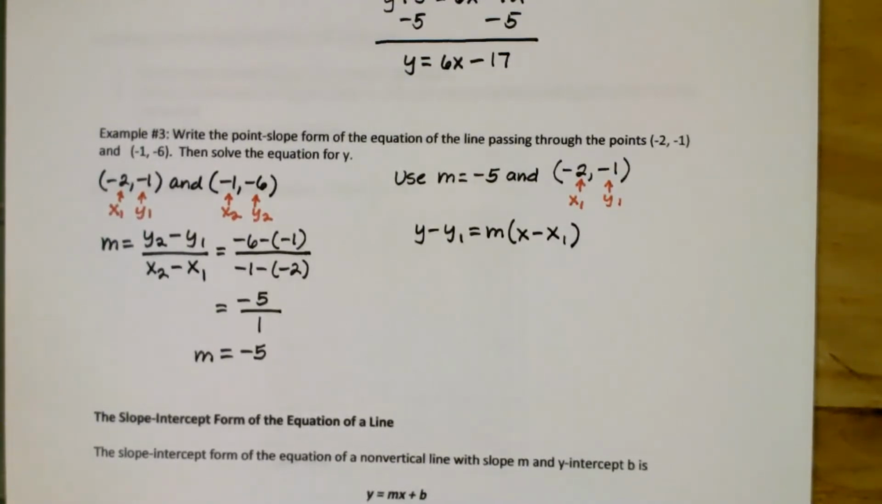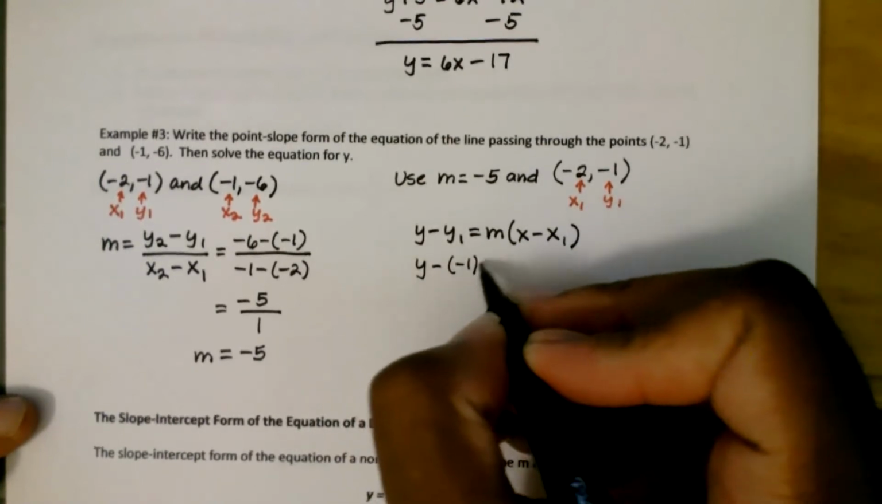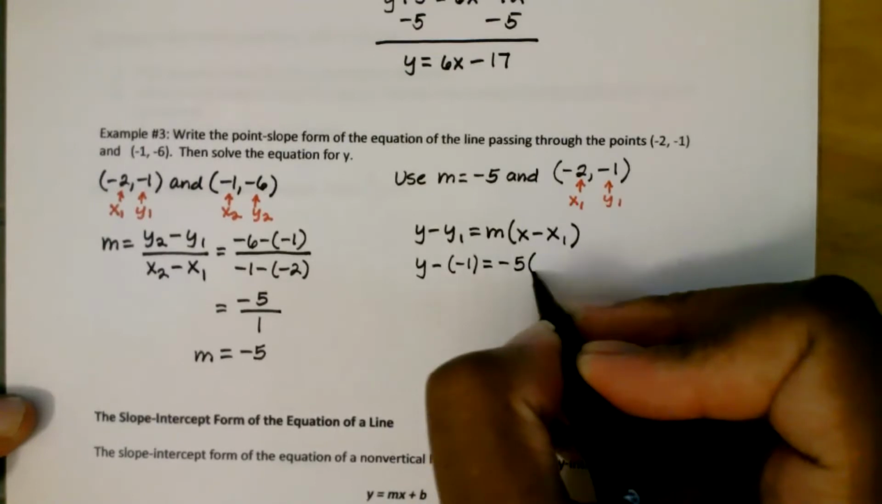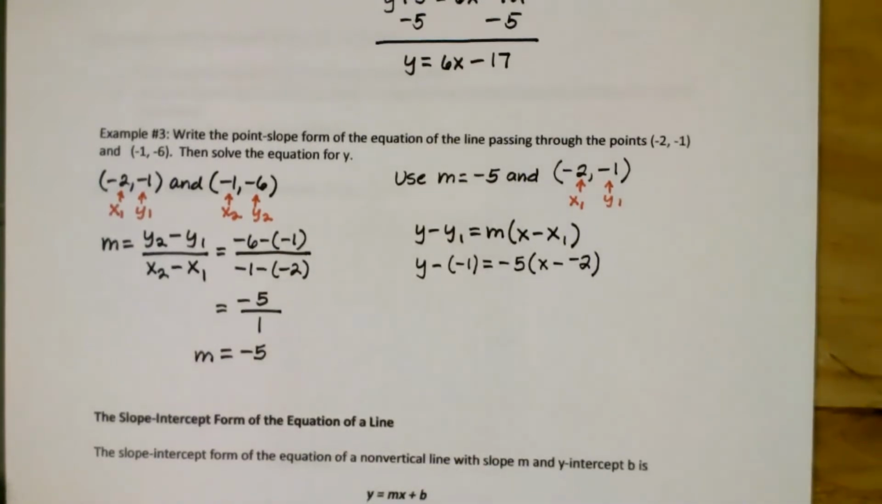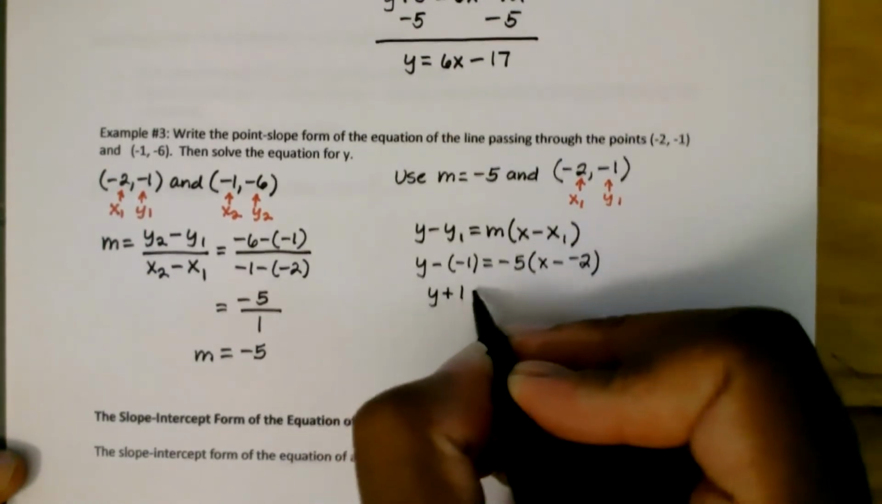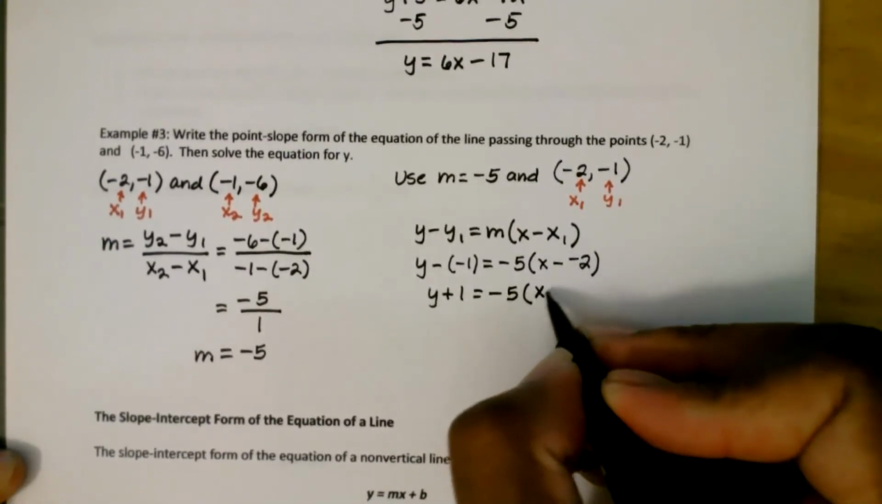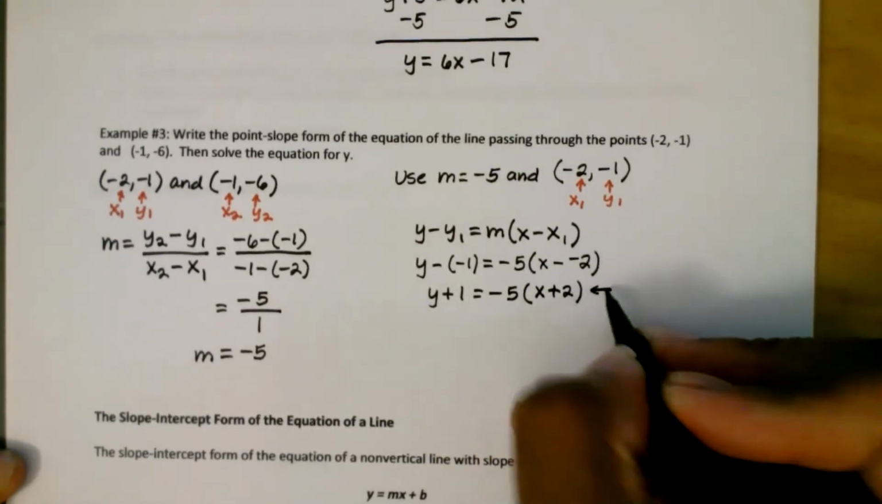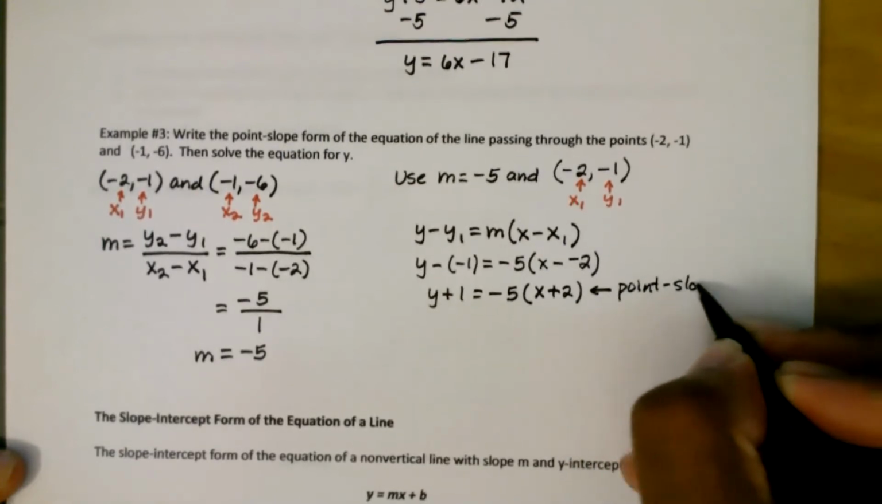And then we substitute the m, the x1, and the y1 in this equation. So it'll be y minus y1 is -1, equals to the slope, which is -5, times x minus x1, which is -2. Okay. Now, if I simplify this a bit, that y minus -1, I can write that as y plus 1 equals to -5 times, I'm going to write x minus -2 as x plus 2. This is your equation in point slope form.